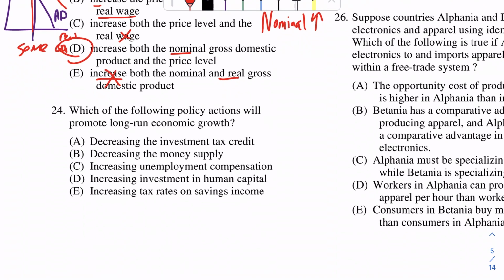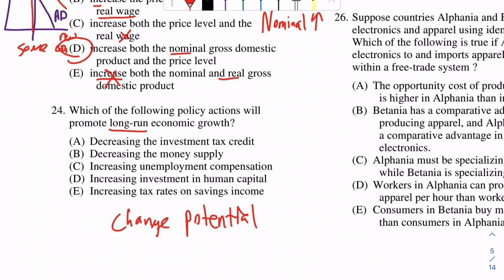24. Which of the following policy actions will promote long run economic growth? So we're trying to look in the long run, which is changing your potential to make more stuff. Which one of these would change your potential? Remember in the previous video, I was talking about changes to technology, changes in your education, changes in your investment, things like this. Okay.